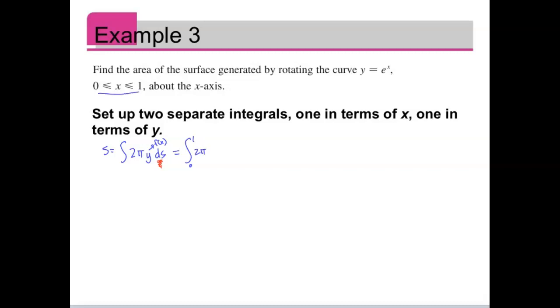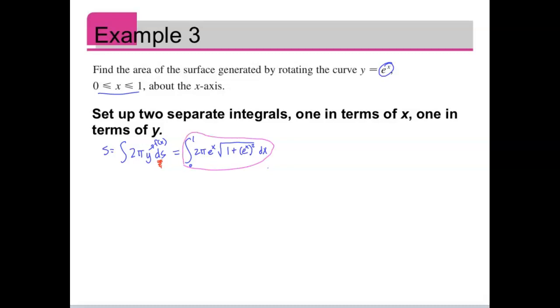And then I would do 2 pi, and instead of y, I want to write what y is as a function of x, so that's e to the x. So 2 pi e to the x. And then I'll do radical 1 plus, now I need f prime. This one's not bad because the derivative of e to the x is just e to the x. And then I'll square that, dx. And that's it. There's my integral.